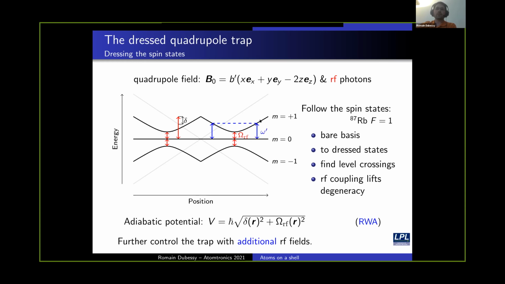Furthermore, we can even control the system better by adding additional radiofrequency fields. For example, we use extra fields at a different frequency omega prime to induce spin transitions between the dressed states in order to, in this case, truncate the potential at a given energy. And this gives us control over the sample temperature.